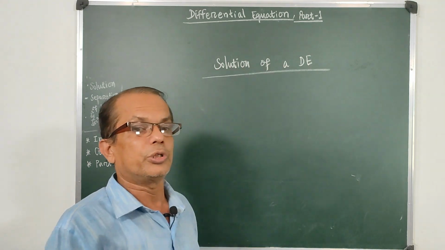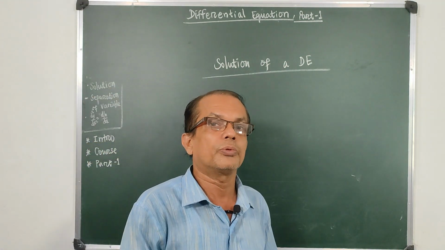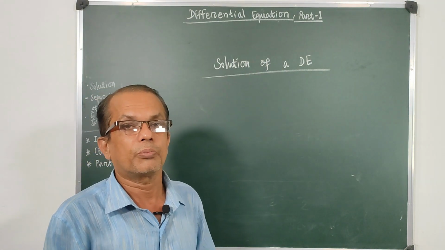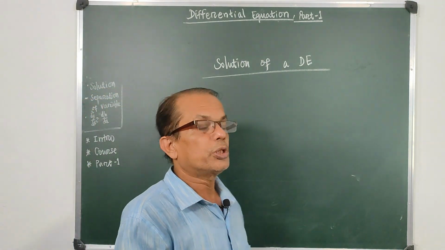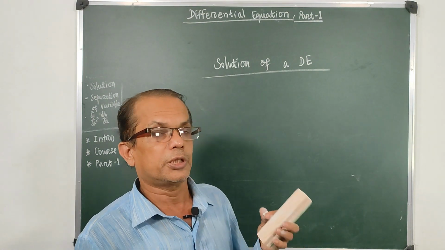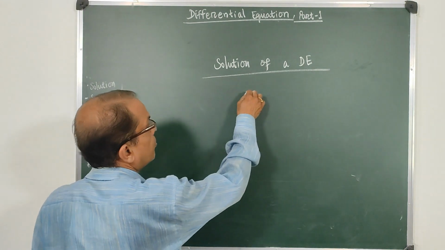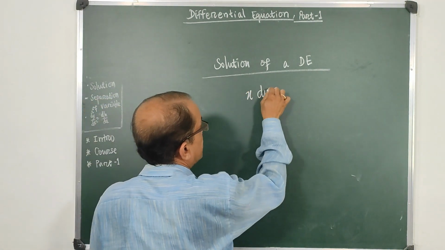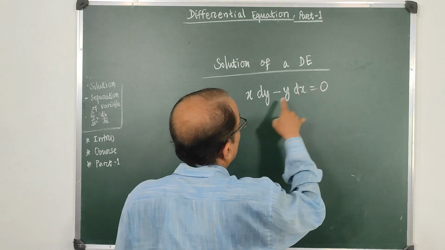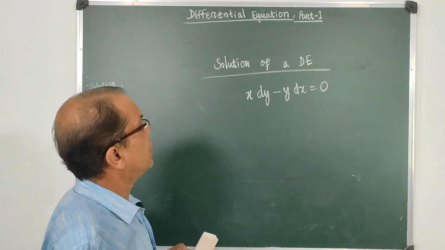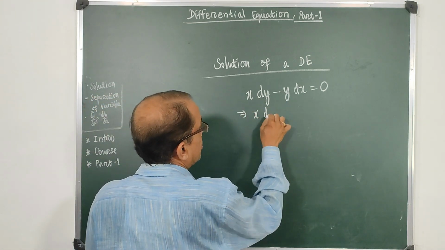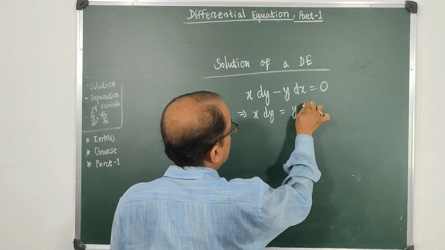Differential equations which are difficult to solve are generally intermixed. They are in the hybrid form. Both sides of the differential equation do not contain differentials of the same variable. Look at the problem like this: x dy minus y dx is equal to 0. We cannot separate dy and dx here, so let us go for x dy is equal to y dx.